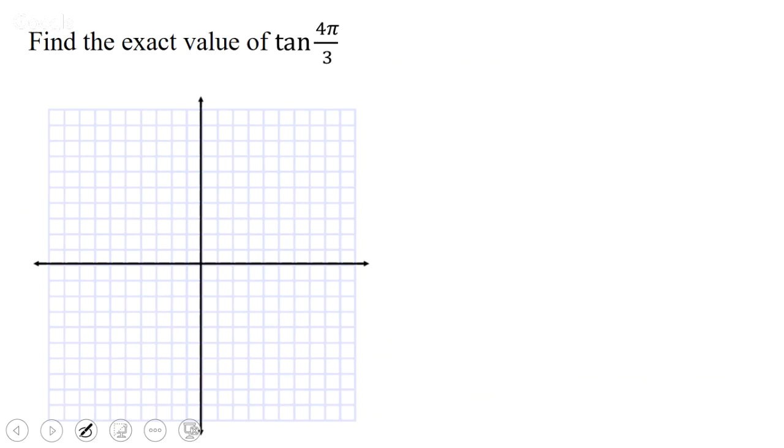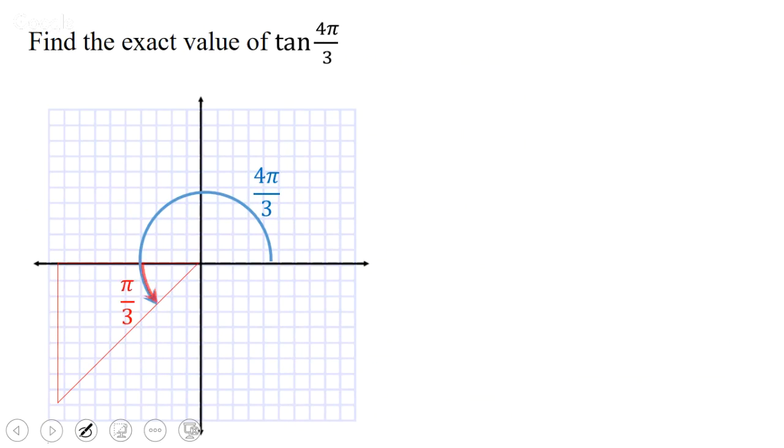Tangent of 4 pi over 3. First, we got to graph 4 pi over 3. Well, 4 pi over 3 is 1 more than the denominator. So 1 more than the denominator is in the third quadrant. So I draw a triangle in the third quadrant. So there's 4 pi over 3.